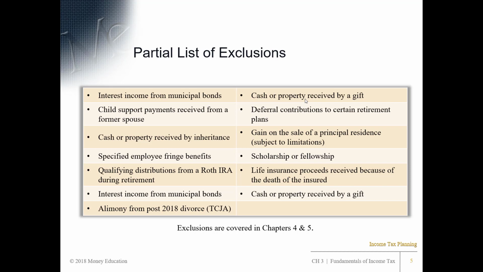Alimony with a post-2018 divorce. So if your divorce happened in 2019, alimony is not taxable to the person receiving it and not tax deductible to the person paying it. But all divorces prior to 2018 are taxable to the person receiving it and tax deductible to the person paying it. Cash or property received by a gift is not taxable. Deferral contributions from certain retirement plans are not taxable. A gain on the sale of your principal residence, subject to the limitations. A scholarship or fellowship. Life insurance proceeds received because of a death. Or cash or property received by a gift. Some of those repeat. We'll talk further about these exclusions in chapters 4 and 5.